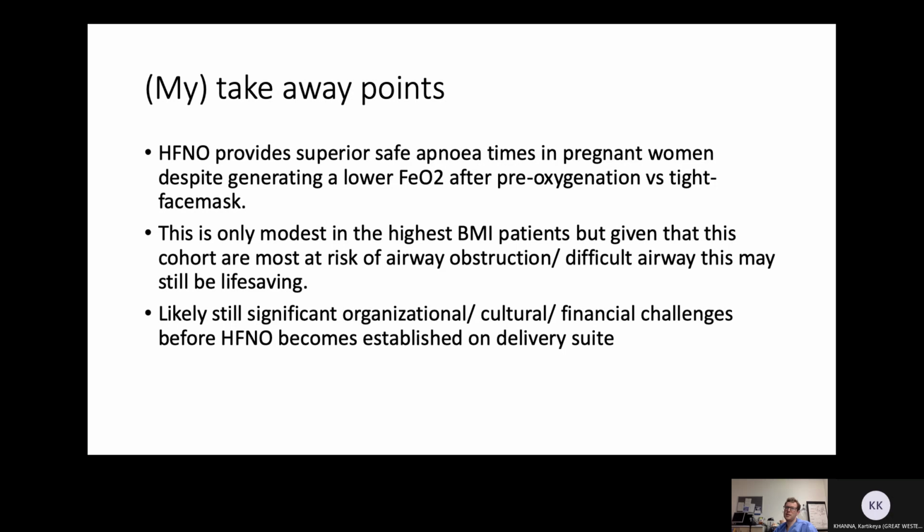Yeah. This improvement is only modest in high BMI patients who are in labour, but given that this cohort are most at risk for airway obstruction and difficult airway, I would still argue that this could be potentially life-saving. So whilst you might only be increasing it by 2 or 3 minutes, that could be a big difference between their SATs getting to 92% or getting to 60%. There are likely still significant organisational, cultural, financial challenges before high flow nasal oxygen becomes established on delivery suite.